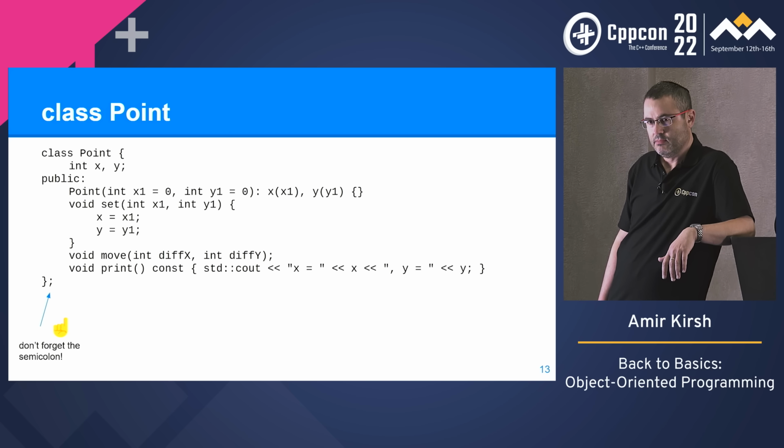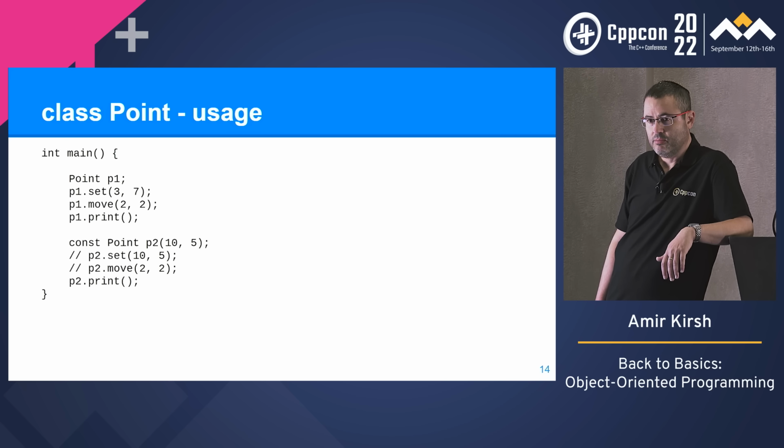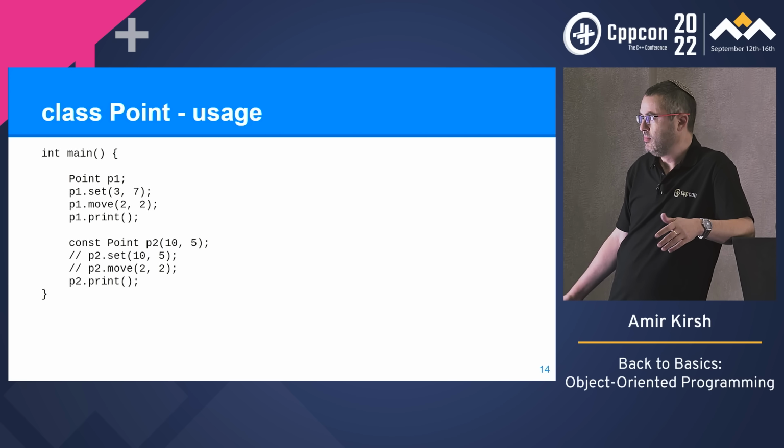In main, we create points, like Point p1, and we call functions on p1. If we create a const point, then we can call only the const functions. So far, very basic.